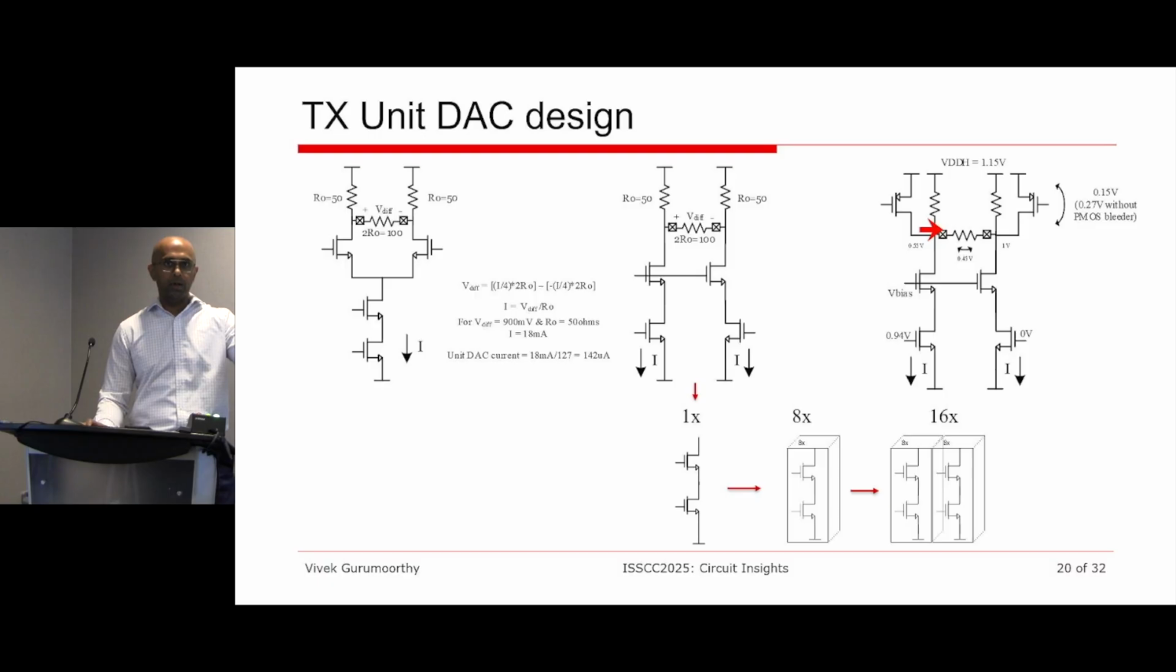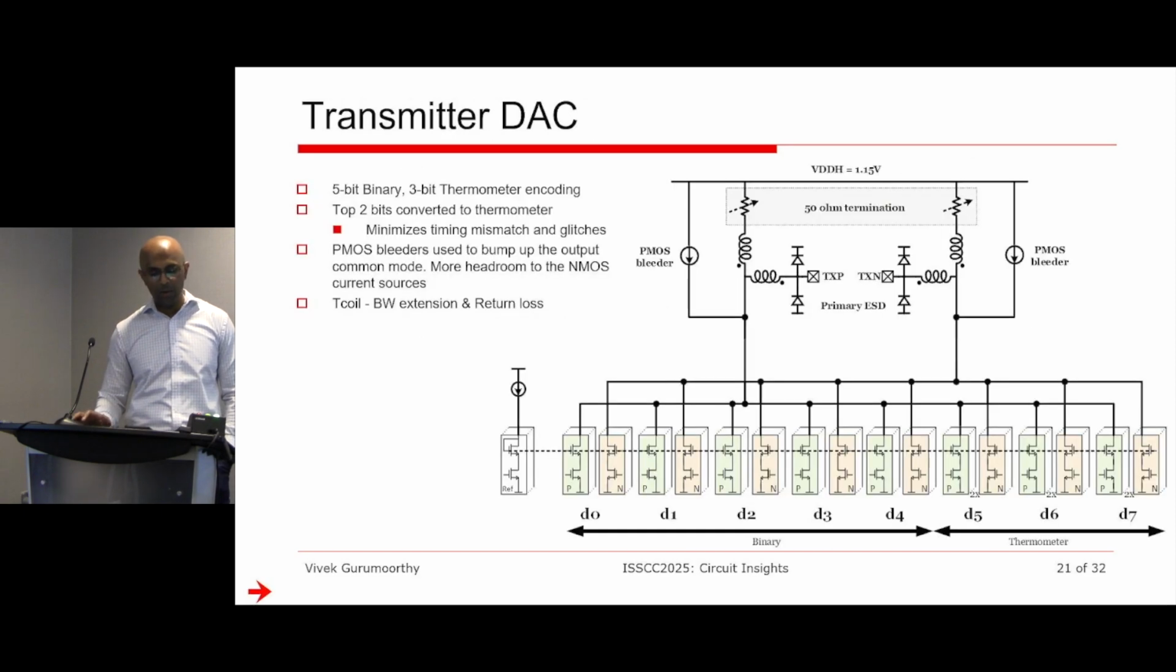Right? Simple KVL. So this part of the circuit is sinking current, and you are sinking current on this path in order to increase that voltage, which basically increases the common mode and hence the headroom. So we have essentially solved almost all the issues that we had in this DAC design, right? Now we have the unit DAC. We go on and construct the full 127 units, right?